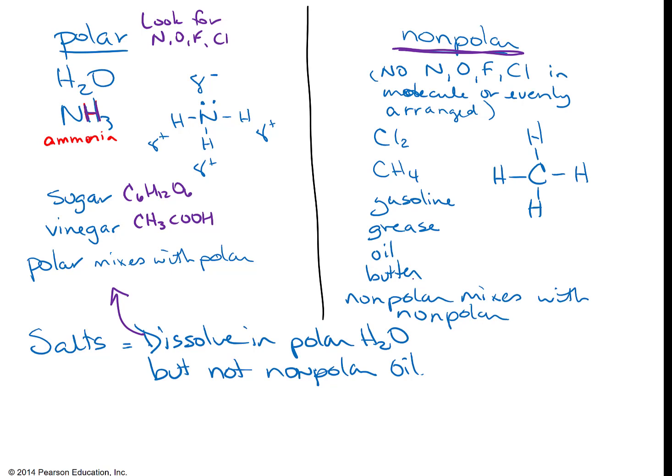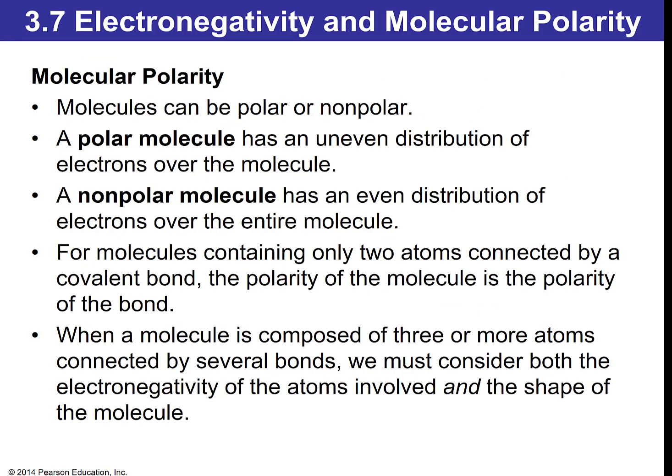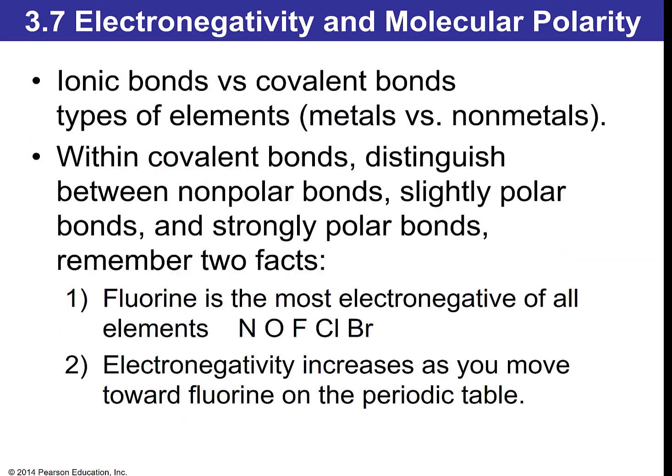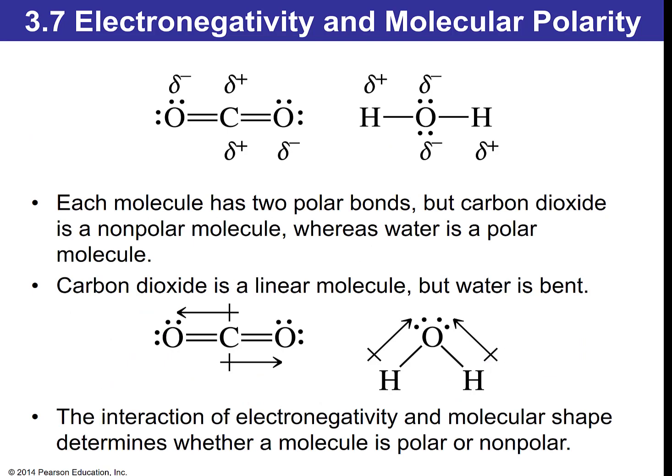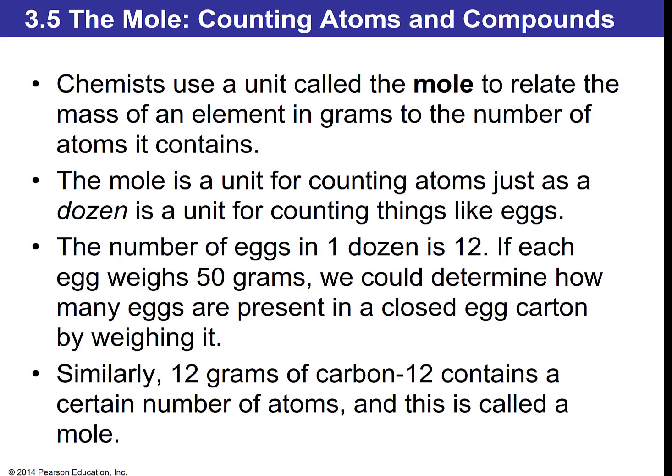There's only one other topic to cover. There's stuff about polar, stuff about non-polar, and how ionic falls into that realm. The last thing, I don't know why they added this one in here. They could have put it in chapter 8. It would have been fine. So they talk about a counting unit. The counting unit is called the mole.